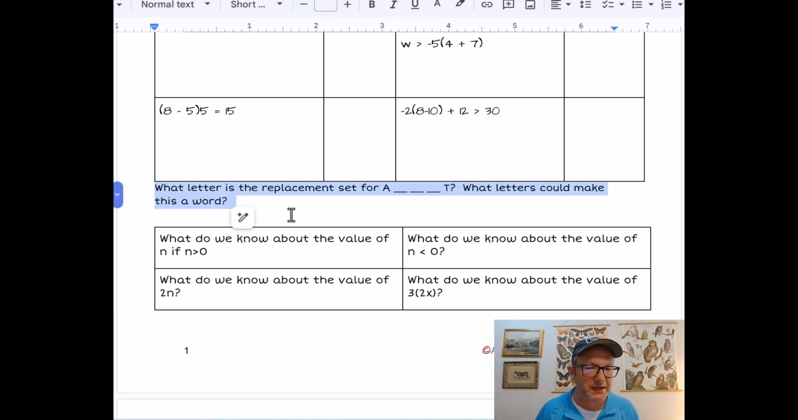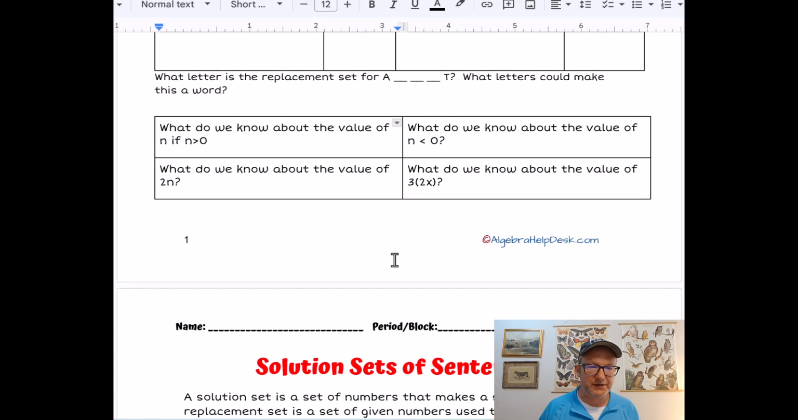What letter is a replacement set for letter A -- T? Spoiler alert, multiple answers. Then we have some good discussion questions here, such as what do we know about the value of n if n is greater than 0? What do we know about the value of n if it's less than 0? What do we know about the value of 2n? What do we know about the value of 3 times 2x?